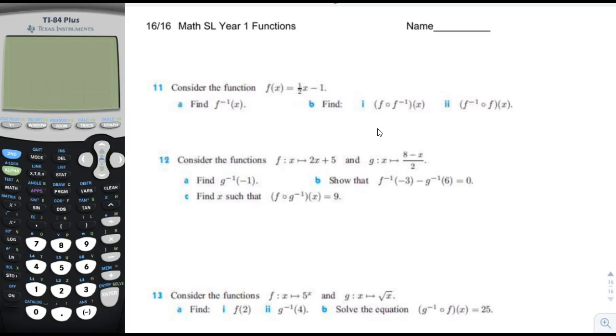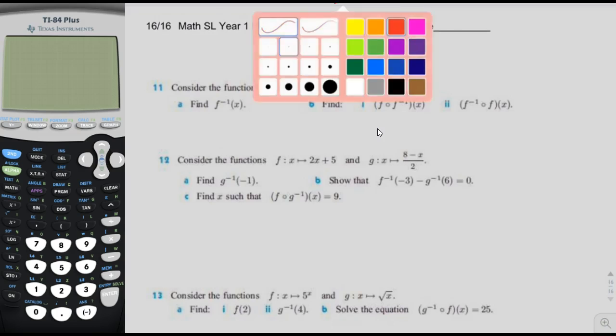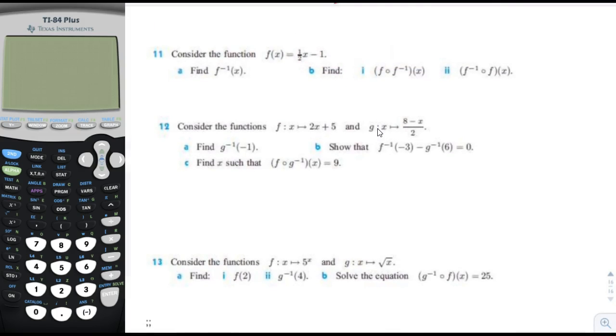Functions, page 16. Consider the function 1/2 x minus 1. Find the inverse function. So remember, to find the inverse function, you need to do variable interchange. So instead of doing y equals 1/2 x minus 1, you're going to do x equals 1/2 y minus 1. And then you're going to solve for y with algebra. Okay, I'll leave that for you.